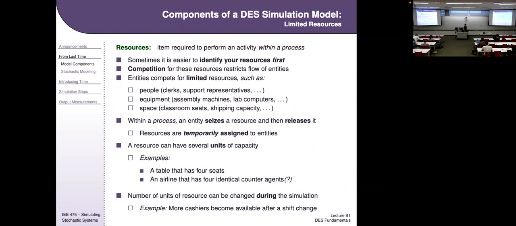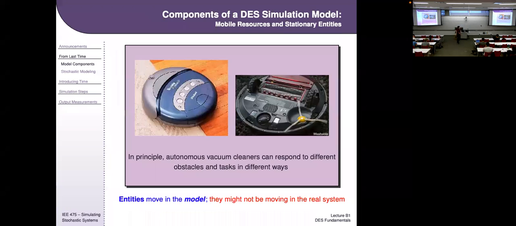Okay, all right, so I mentioned just a second ago that entities almost always move through systems, but there can be exceptions to that. Entities will always move through the computer model. In the world, sometimes it's actually convenient to think about things that are stationary as the entities. And here's an example of that.